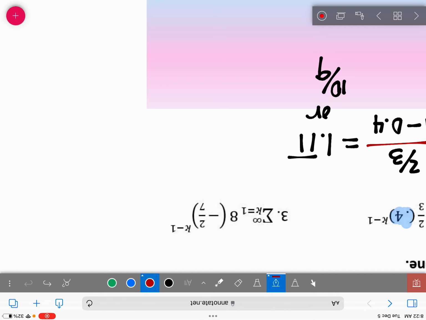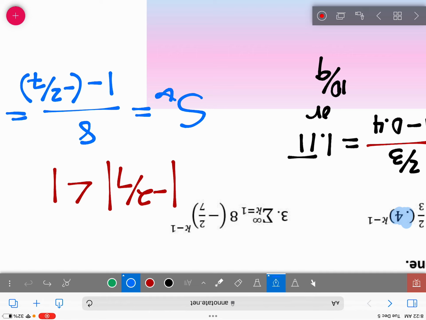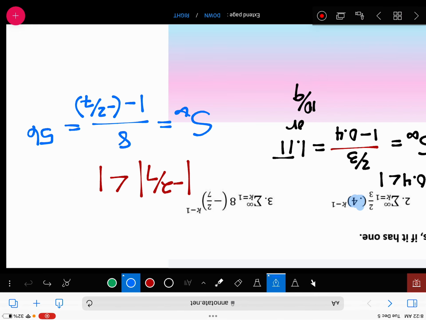So again, it's the absolute value of negative 2/7 that is less than 1. So that's a yes. So we have a sum. So it would be 8 over 1 minus negative 2/7. So my calculator gave a fraction, 56/9. Anyone else get 56/9? Which can also be written as 6.2 repeating.